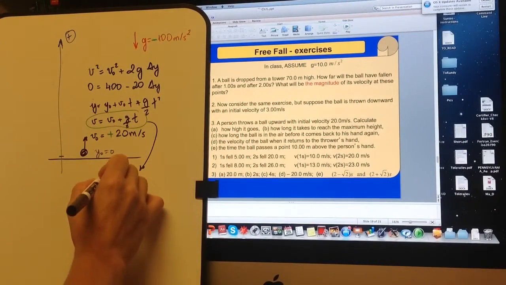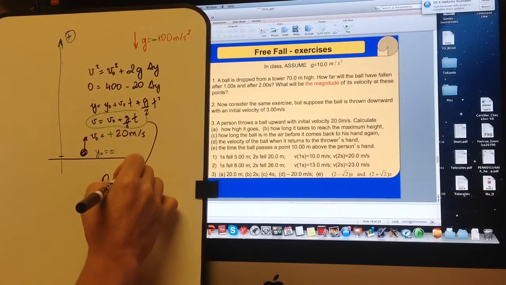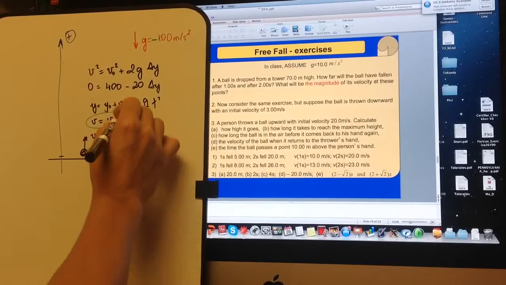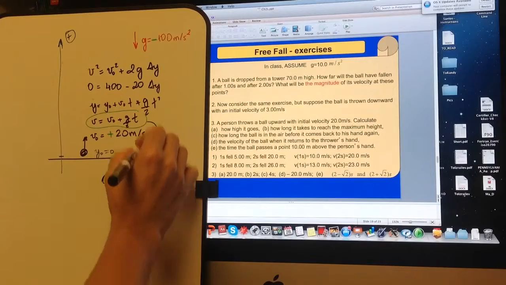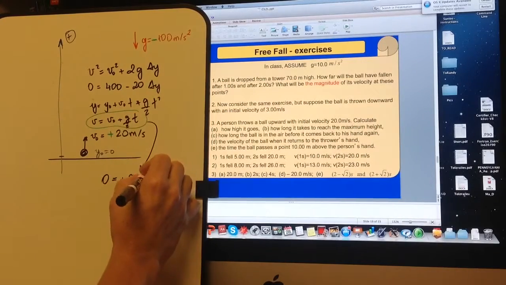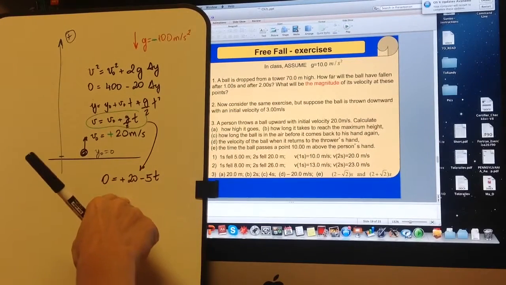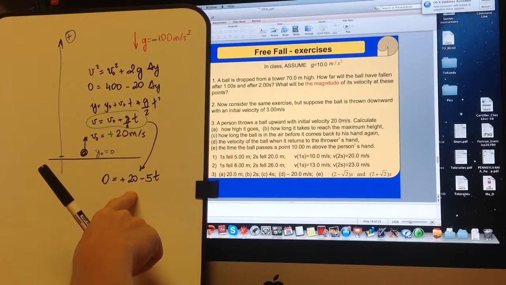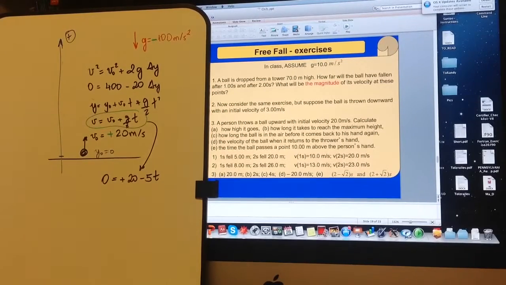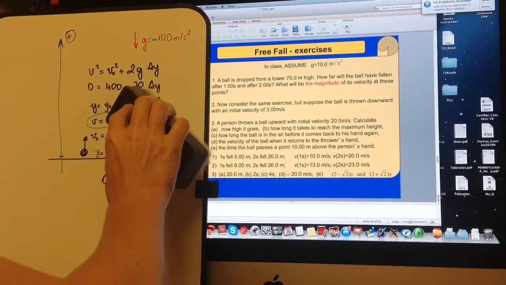So how do we solve it? Final velocity is 0, initial is plus 20, g is minus 10, divided by 2 is minus 5, and from here we are going to get the time. Oh, there is a mistake here.